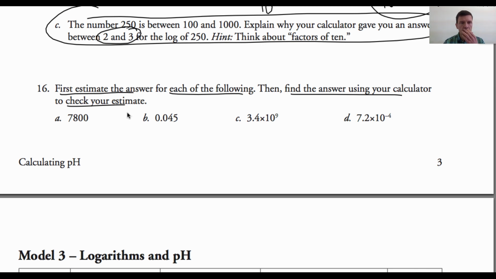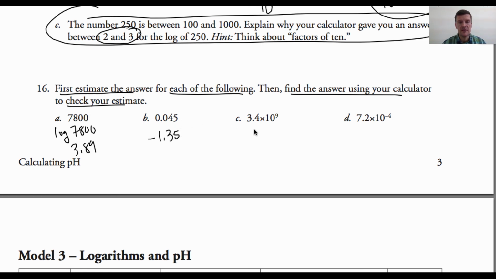Okay? So in this one here, I'm just going to give you the answers really quickly. If you do the log of 7,800, this is going to be between 3 and 4, because 7,800 is between 1,000 and 10,000, powers of 10. The actual answer here is 3.89. The log of 0.045 is negative 1.35.